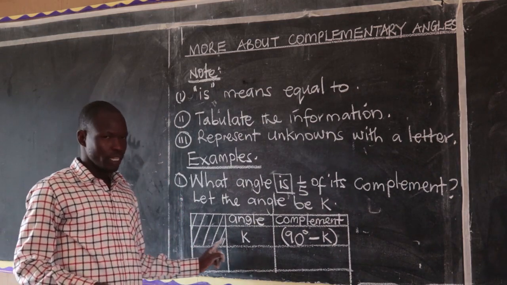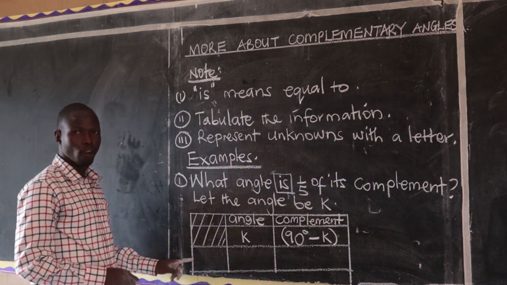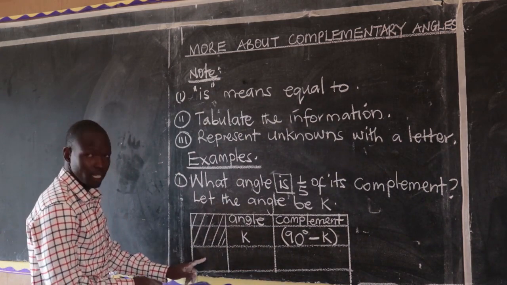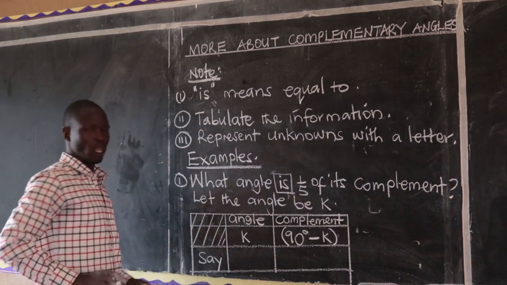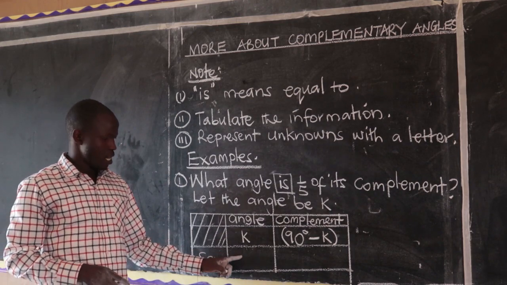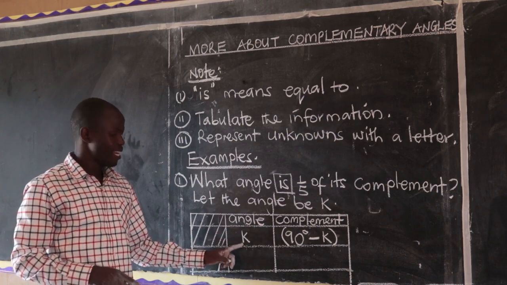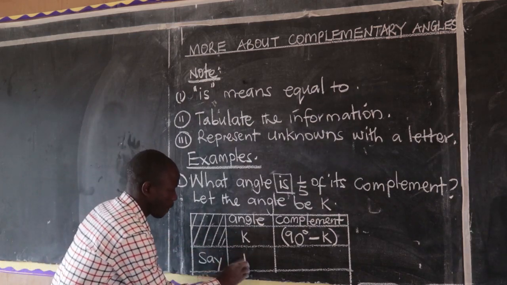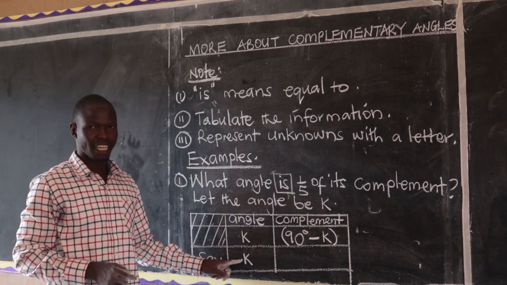After you're finished with this stage, you will now come to the last part of our table. In this space, you write the word say. After you've written the word say, under the word angle, maintain the angle as K. So here it remains constant.